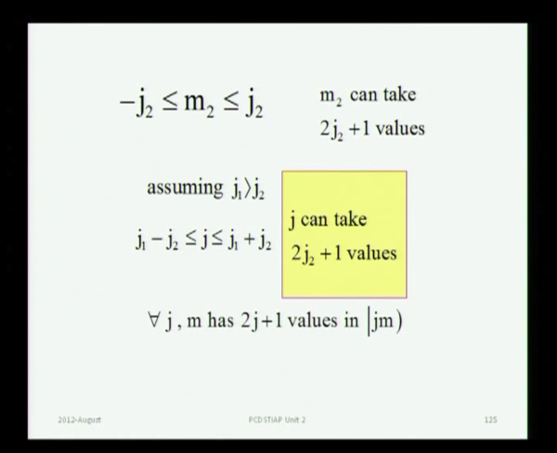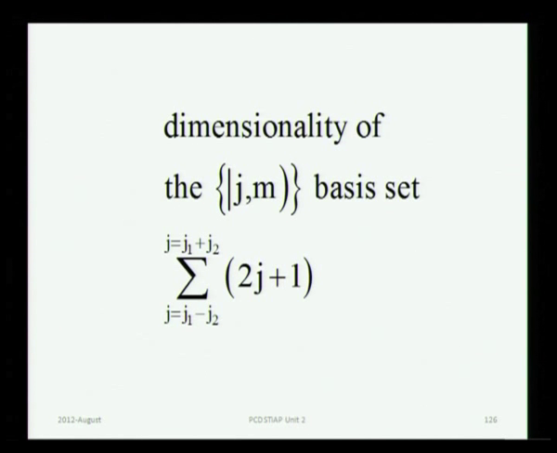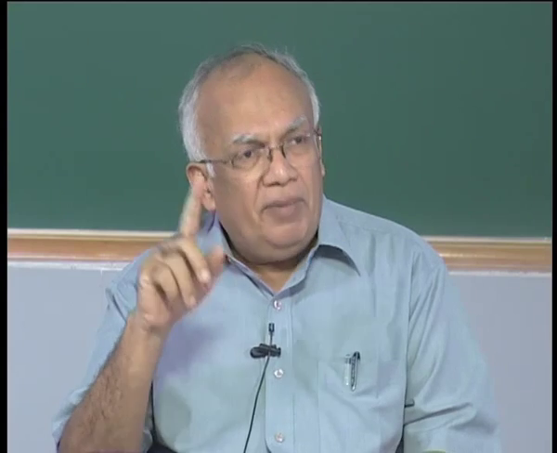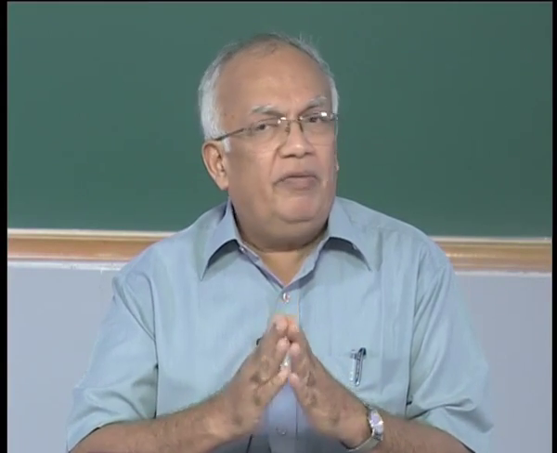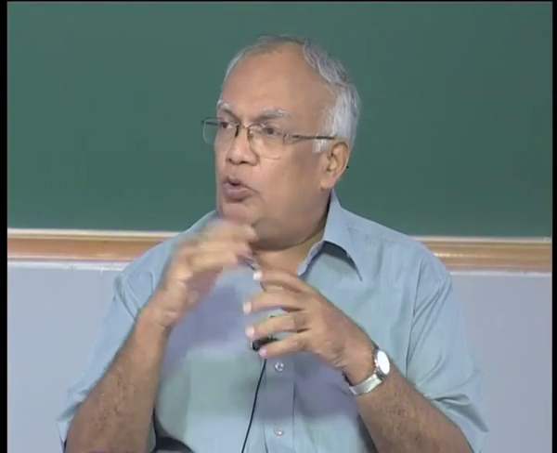So, for every J, M can take 2J plus 1 values. This is already known. So, what is the dimensionality of this space? It is 2J plus 1 for every J value. M is going to take 2J plus 1 values. J will take all values from a minimum to a maximum. The minimum is modulus of J1 minus J2, but we have assumed for our discussion that J1 is larger than J2. That is the reason I have written it as J1 minus J2 to J1 plus J2. There is no loss of generality in this, we have already established that.